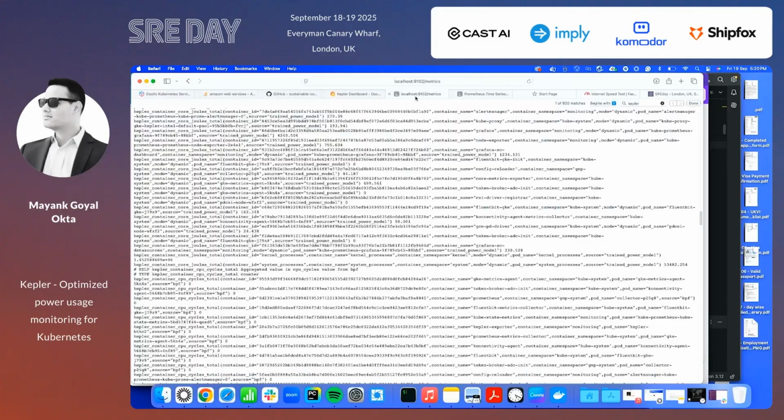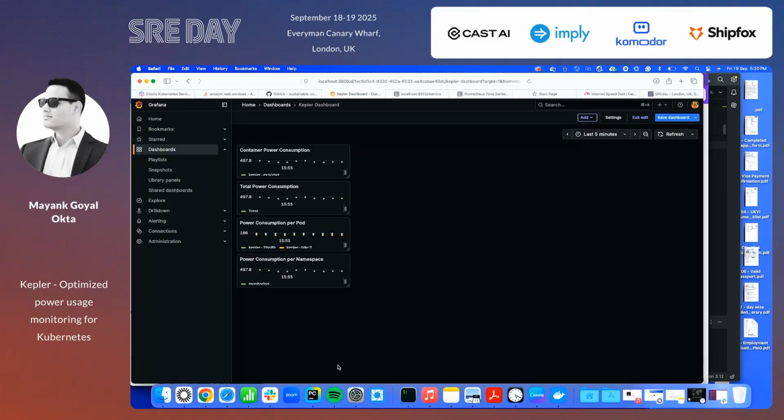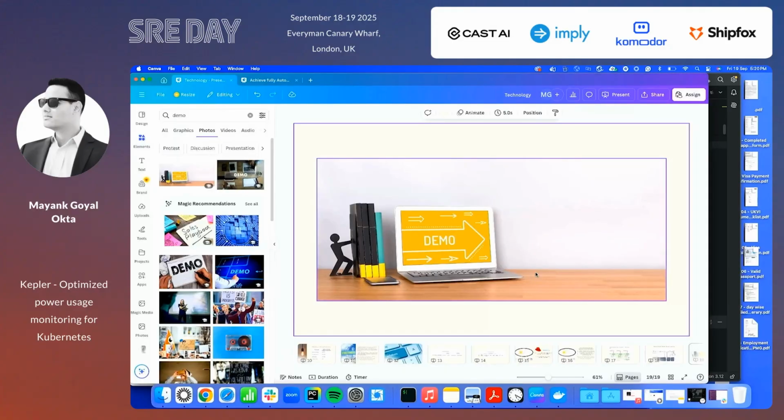And yep, that was a little short demo and presentation about how Kepler is working. Though Kepler is still growing up, and there are a lot more changes coming in future for Kepler. That's all from me. If you have any questions, please feel free to ask.